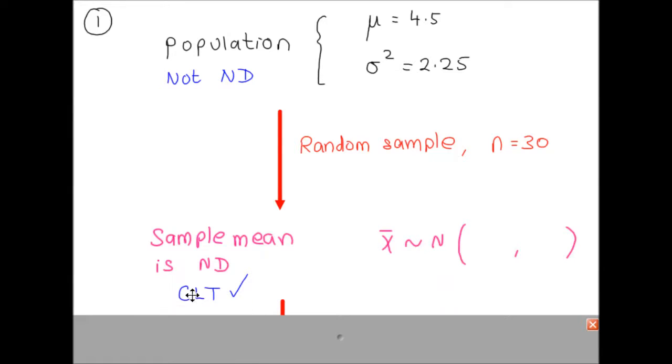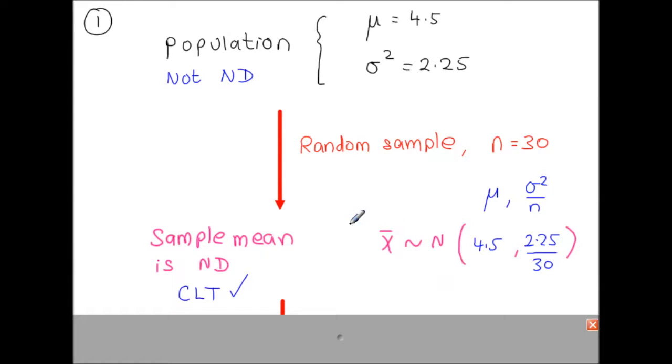So the CLT can be used for two reasons. The primary reason is that the population distribution is unknown. It's not normally distributed. And the second reason is that we have a large random sample. So the distribution of the sample mean will be 4.5 for the mean here, and the variance will be sigma squared over n, so 2.25 divided by n, the sample size there.